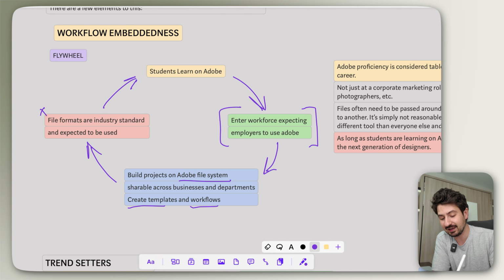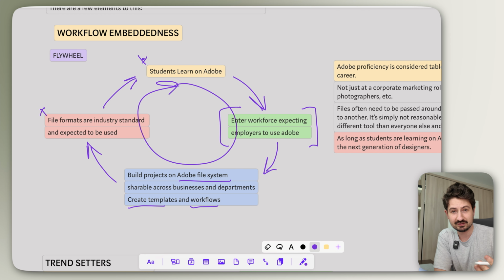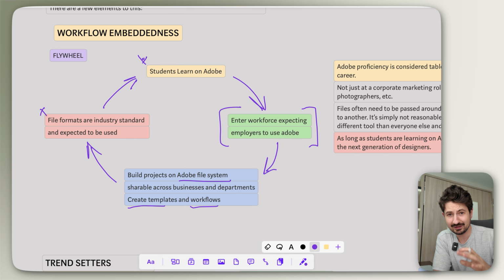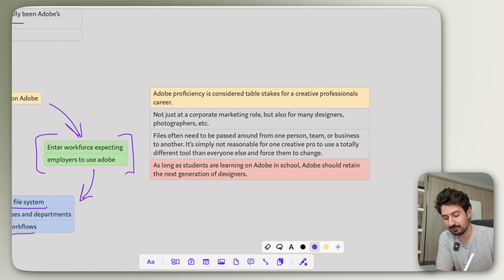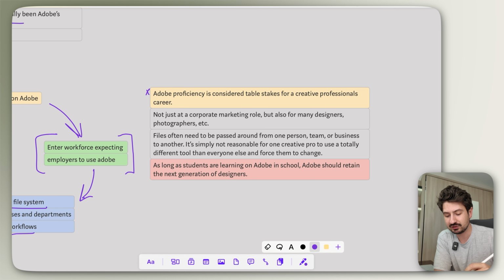And then because of that, students have to learn on Adobe software, and the circle just repeats indefinitely, or at least Adobe would like it to be indefinitely, and they can maintain their status as the industry leader and then get that pricing power that we just talked about. Basically, Adobe proficiency is considered table stakes for creative professionals, not just at corporate marketing roles, but also designers, photographers, etc.